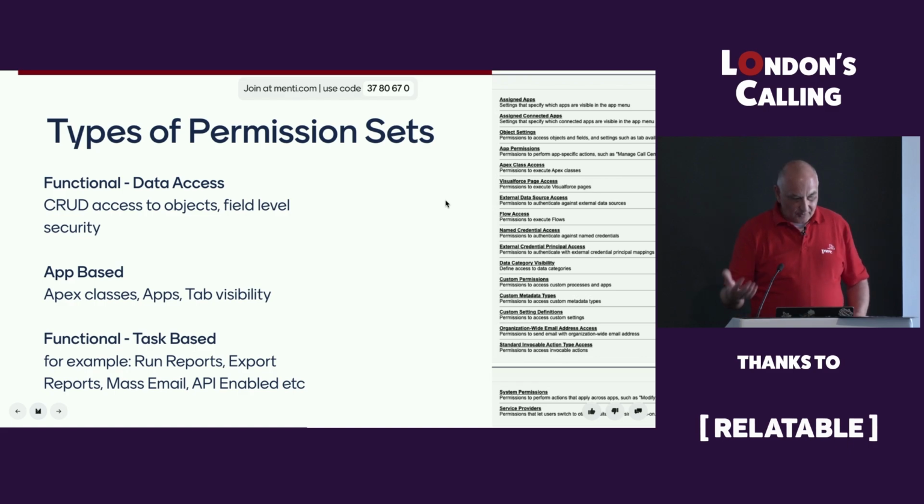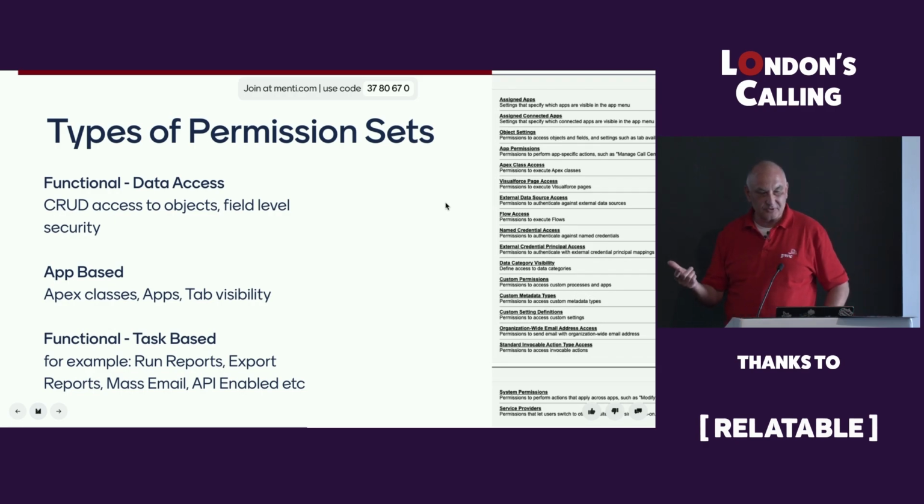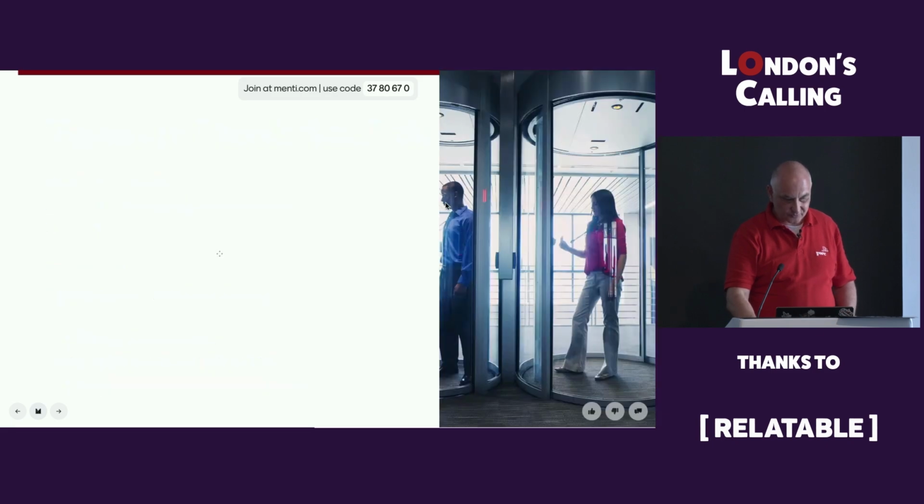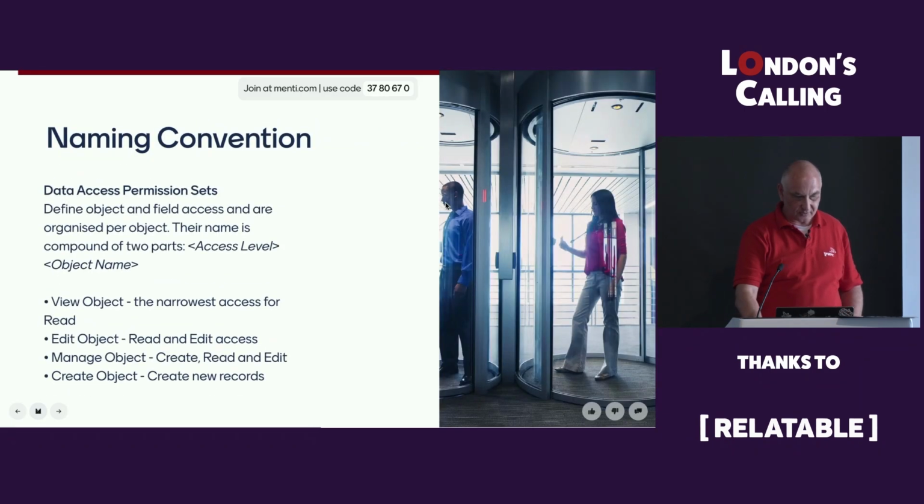And then the other type was app-based. So who should have access to an app? And then there was the functional task-based type, such as run reports, export reports, mass email. Usually those task-based permission sets just had one single permission. So we didn't try to put this all together. And we used that naming convention.